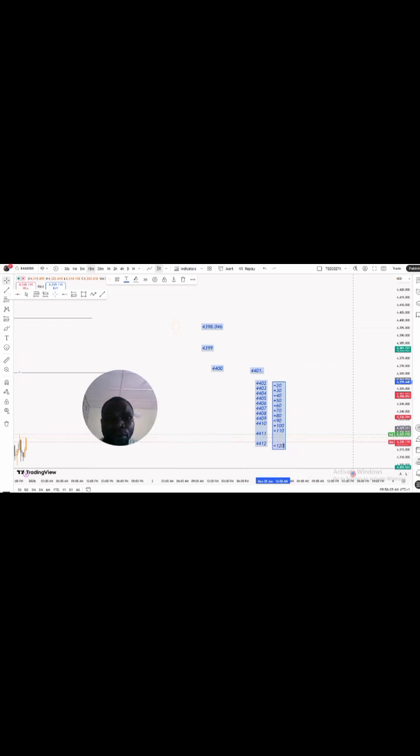So you should know this. Gold moves in tens. You understand? Ignore the decimal point so you won't confuse yourself. Gold moves in tens. After the decimal point, every number behind this decimal point, ignore it. So let's say from this 4,401, this 1 means 10. It's 10 pips on gold.